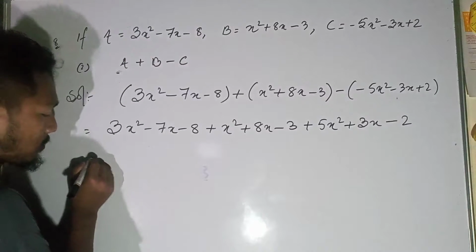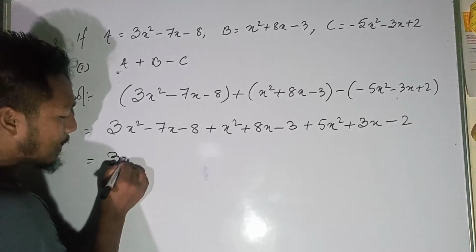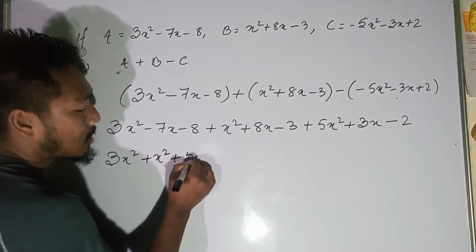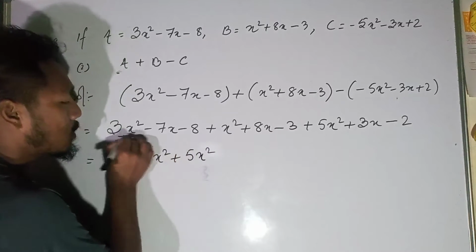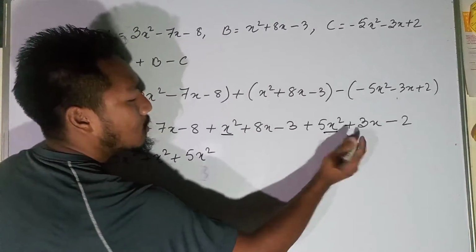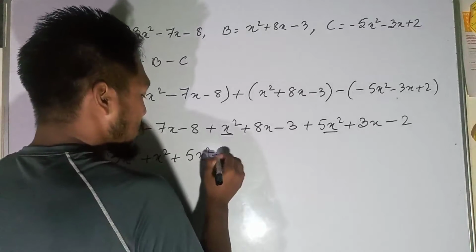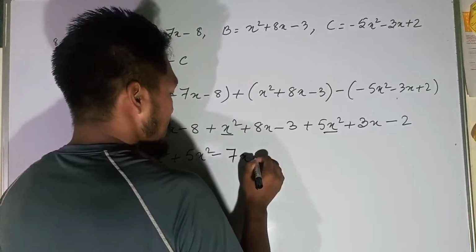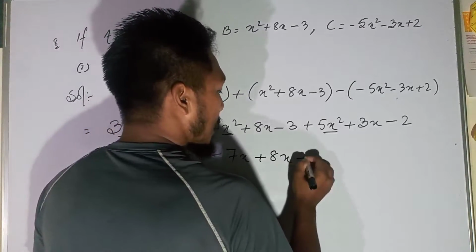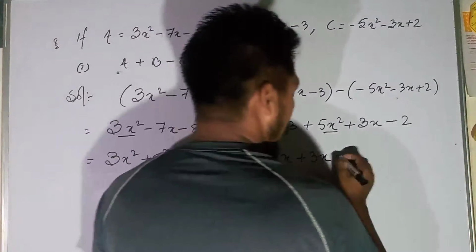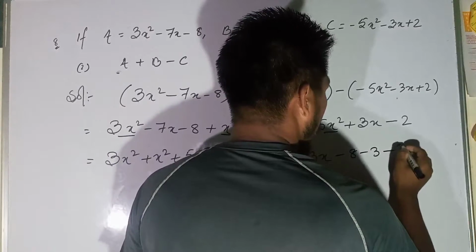Okay, so here I will arrange all the like terms, that is x squared plus x squared, then plus 5x squared. All these x squared terms are like terms because they have the same variable and same power. I will arrange them together. 7x, 8x and 3x, I will arrange in the same way. Then minus 8, minus 3 and minus 2.